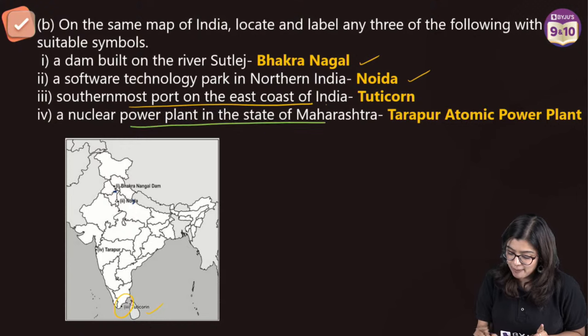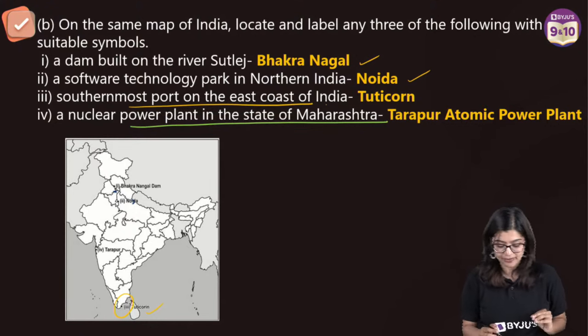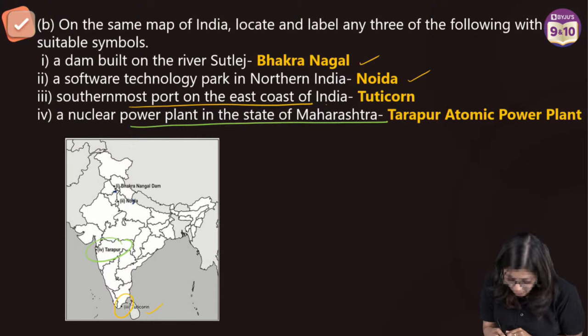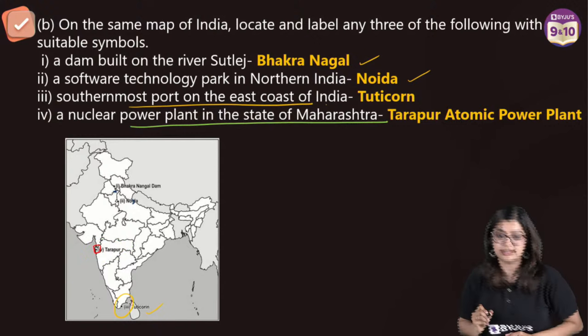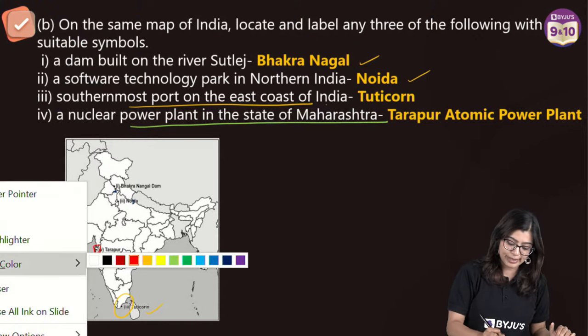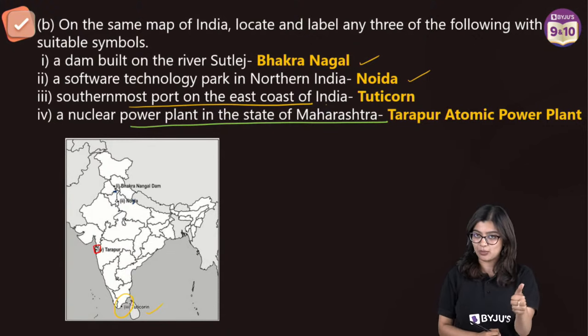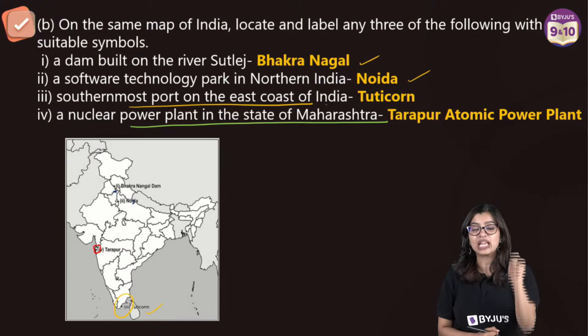Okay, nuclear power plant in the state of Maharashtra. So much they have given to you in the state of Maharashtra. That we know is mainly found in Tarapur, which is on the border. So you can mark this as something closest to Gujarat, right? Closest to Gujarat is something you can use as a reference. Yes? So, students, with map work, firstly, know your syllabus for map. It is there on the CBSE website. I've also done a short for the same.